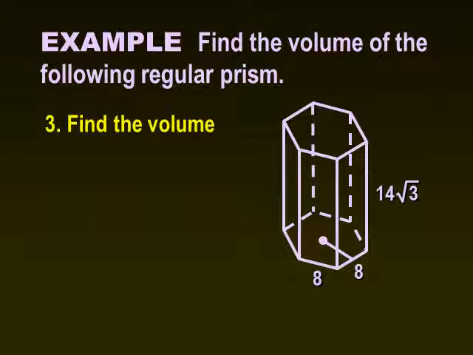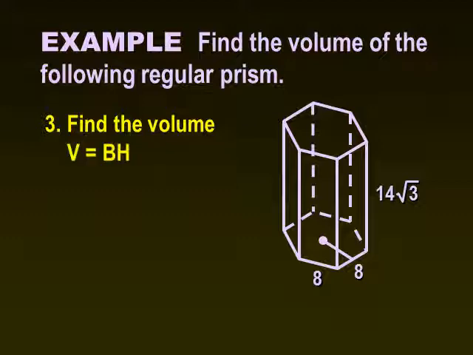Okay, so the last step is to find the volume. Now this is a step chart. First find the apothem of the base because we need to know that for the regular polygon. Find the area of the base and then find the volume. Now you might not always need to find the apothem because it may be given or it may not be a regular shape. So it's always find the area of the base and then find the volume.